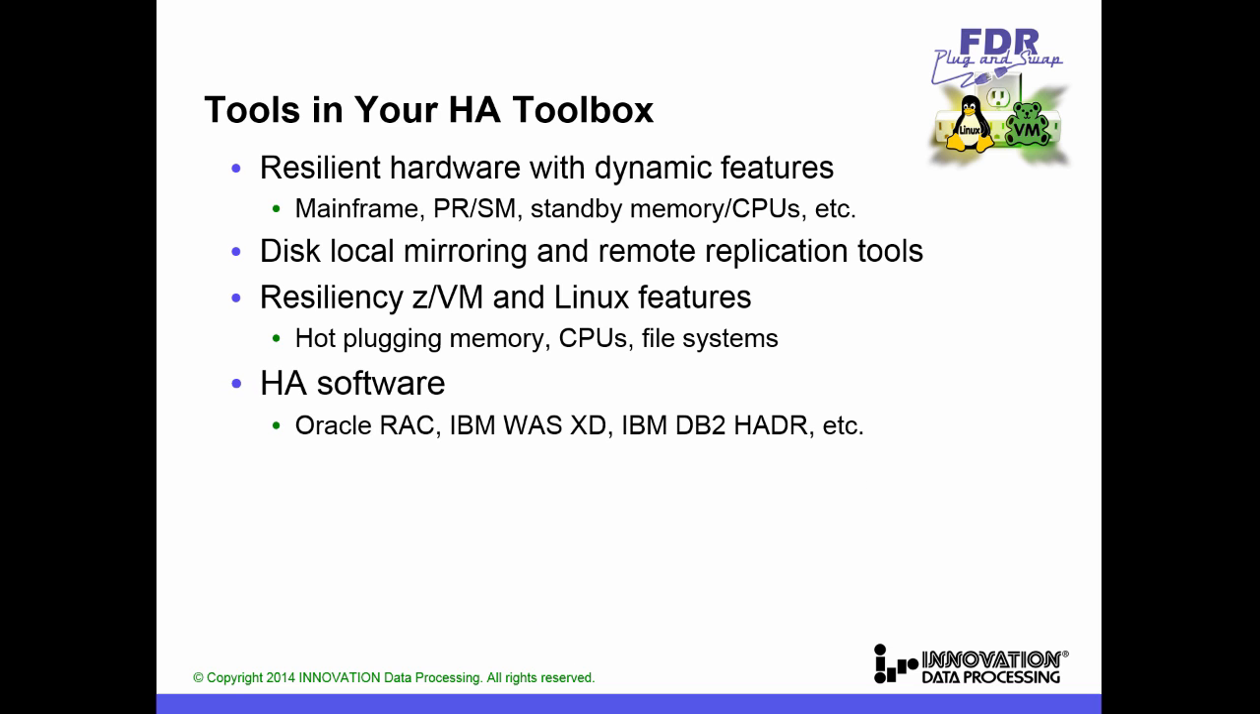HA software, clustering: Oracle RAC, IBM WebSphere XD, and IBM DB2 HADR are some examples of the ability of the software or application to fail over and work towards continuous availability.